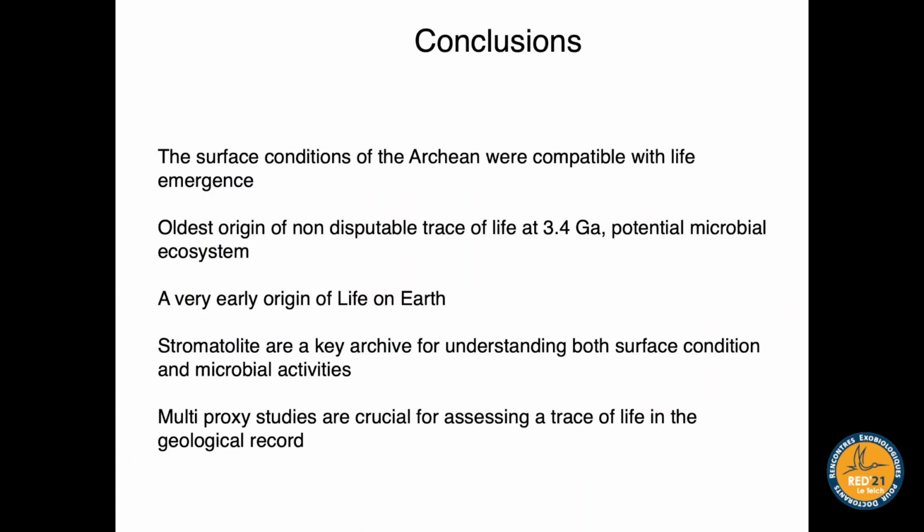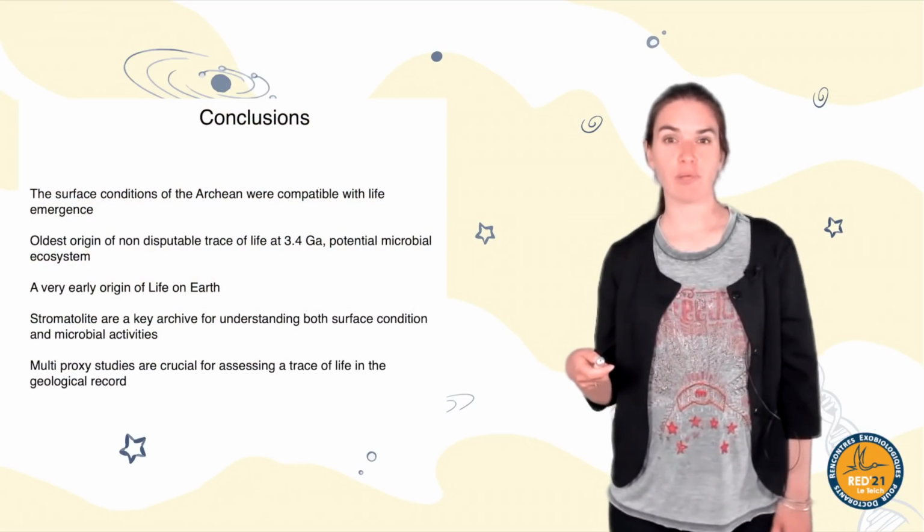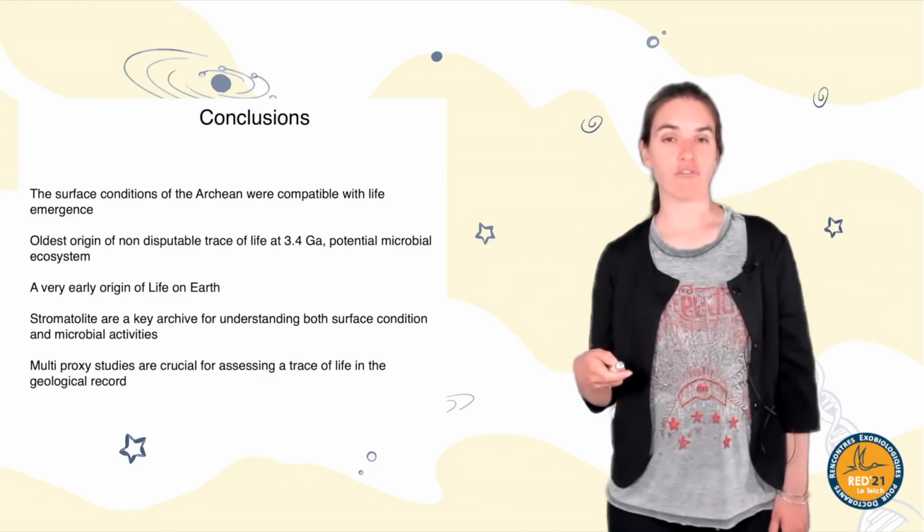So to conclude, it's pretty clear that the surface conditions of the Archean were compatible with life emergence, and we have a lot of ocean, we have surface temperatures that should be warm but not so hot, and so completely compatible with any kind of life emergence. And we have the oldest non-disputable trace of life at 3.4 billion years, with a potential microbial ecosystem that implies a very early origin of life on Earth.